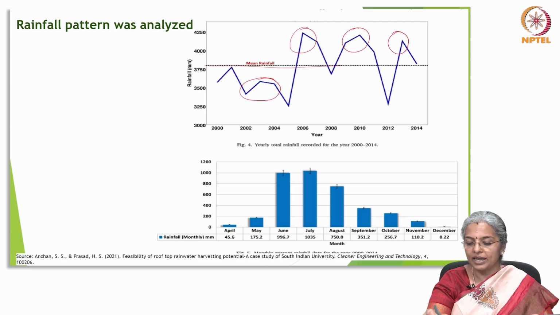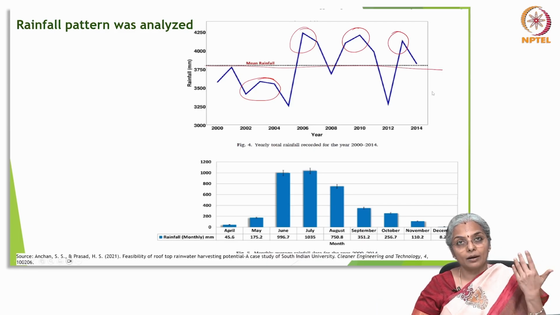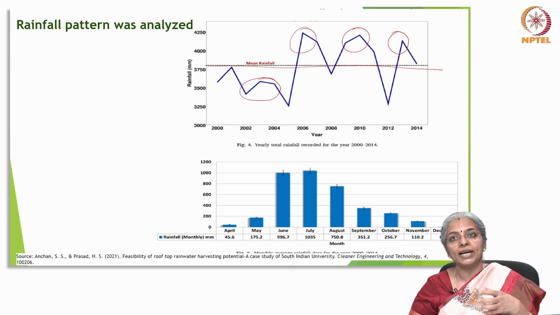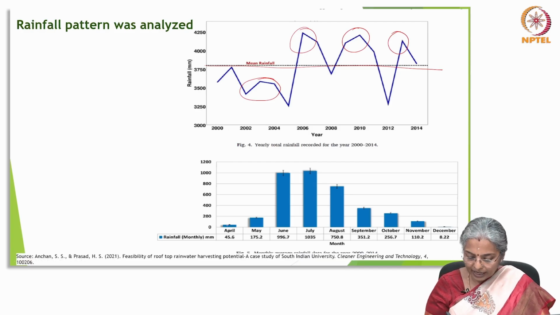This was the mean rainfall line, and during these years it was not high. So, this goes to reiterate the significance of rainfall because of changing rainfall patterns. Some years we have more rainfall, so we have to store it. Some years we have less rainfall, and in that time we can use this water, rainwater. So, here you can see monthly how the rainfall changes.